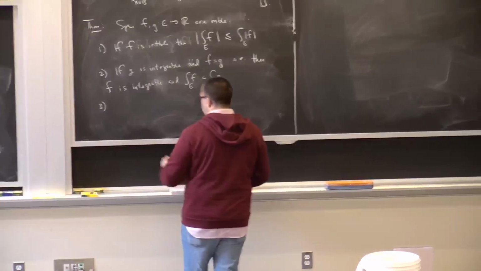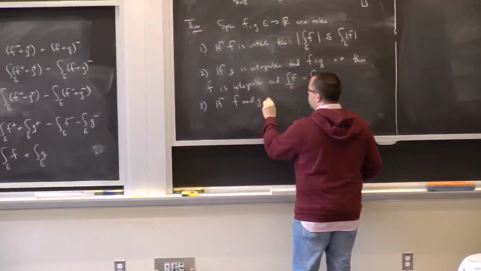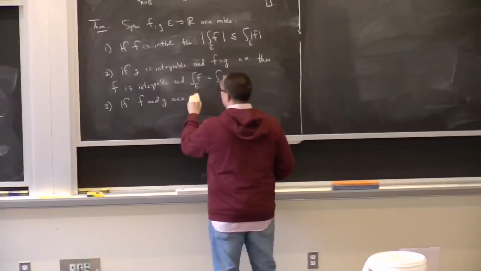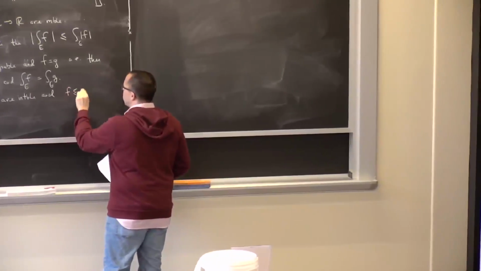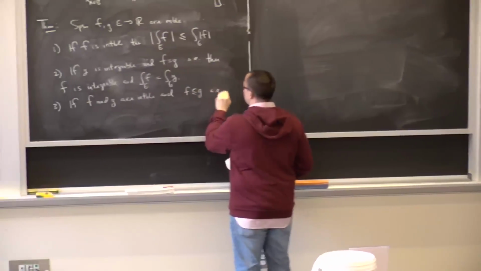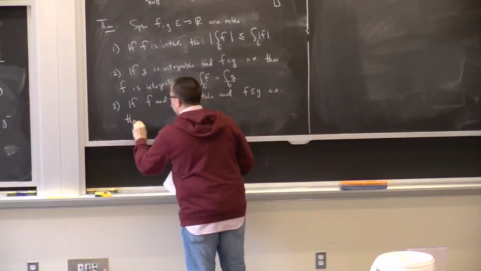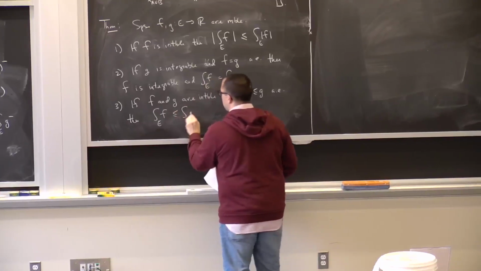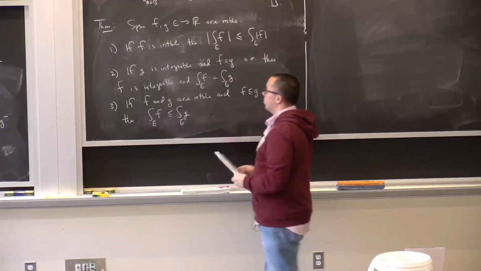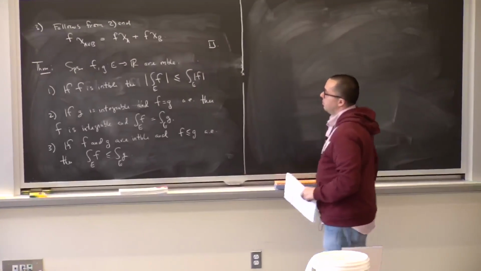3, if f and g are integrable and f is less than or equal to g almost everywhere, then the integral of f over E is less than or equal to the integral of g. Okay.